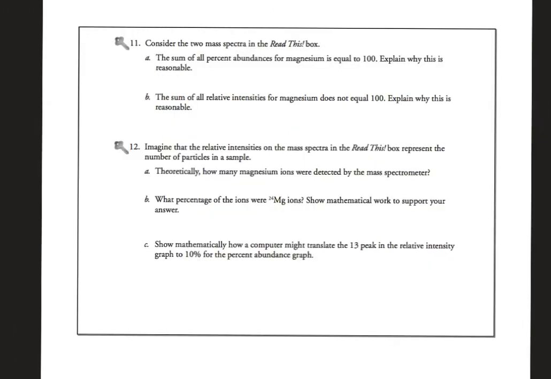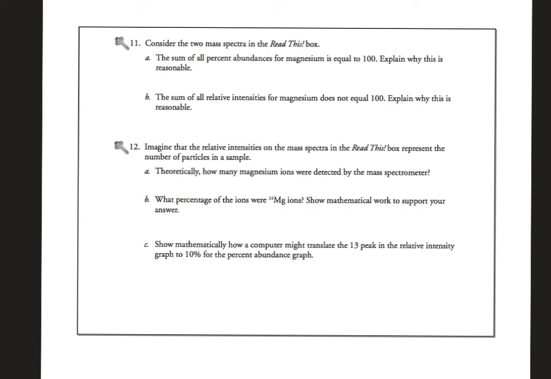All right, so for the mass spectra we just looked at, the sum of all the percent abundances is equal to 100. That is reasonable because all of the isotopes of magnesium are present in the sample, so it should add up to 100%. The sum of the relative intensities does not equal 100. It equaled 127. The reason they don't equal 100 is because, remember, the way the relative intensity graph works is that the most common isotope is assigned the intensity of 100.